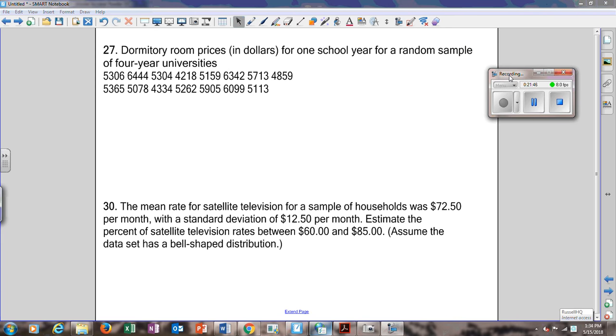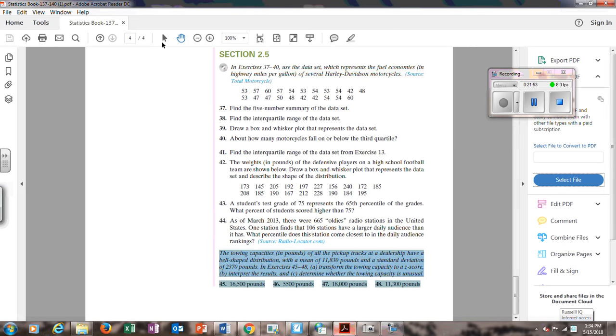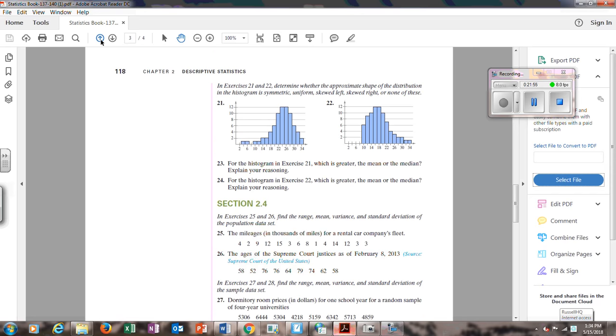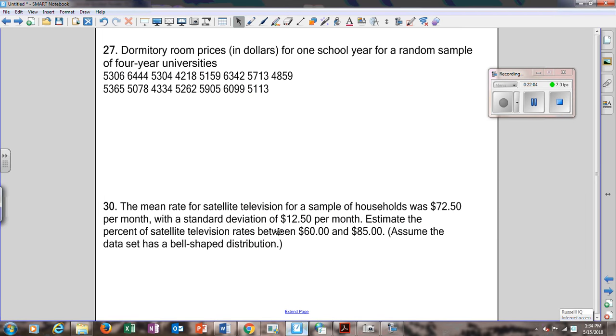All right. I don't know what 27 is asking. Let's pull up the actual page. Find the range, mean, variance, and standard deviation. Good, this is a good one. You just put all these in your calculator. So you go into Stat, Edit. Do 5306, 6444.